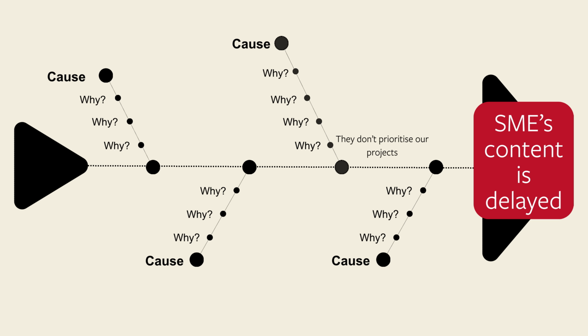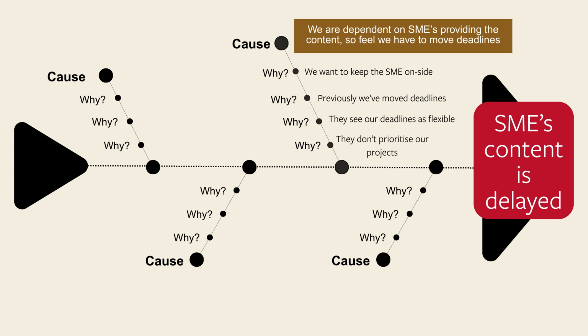The first thing I do is ask why the SME's content is delayed. Why? Because the SME doesn't prioritise our projects. Why? Well, maybe because they see our deadline as flexible. Why? Well, because previously we may have moved deadlines. Why? Well, because we wanted to keep the SME on side. And then we have come to our root cause. We are dependent on SMEs providing the content, so feel we have to move deadlines.